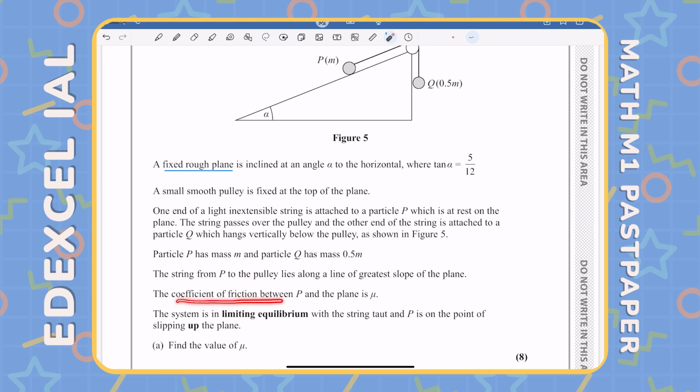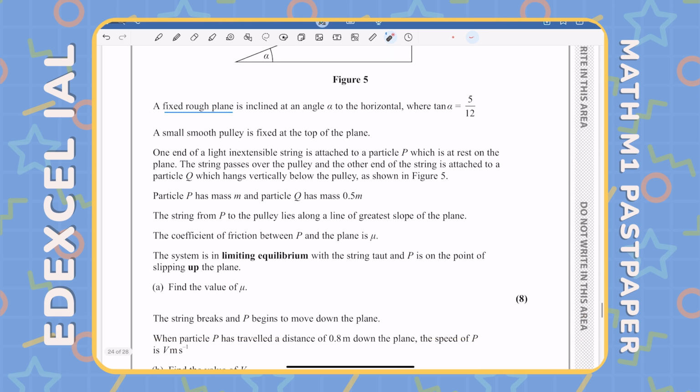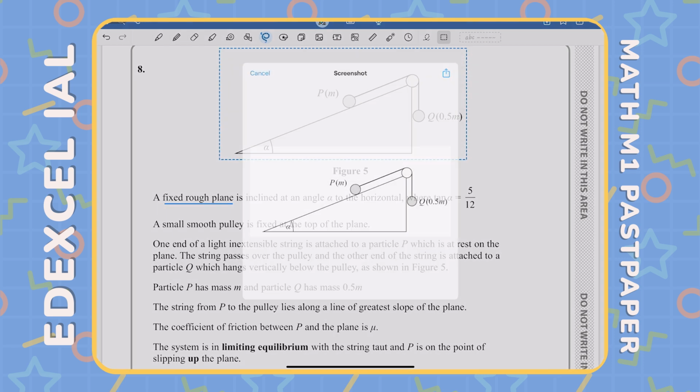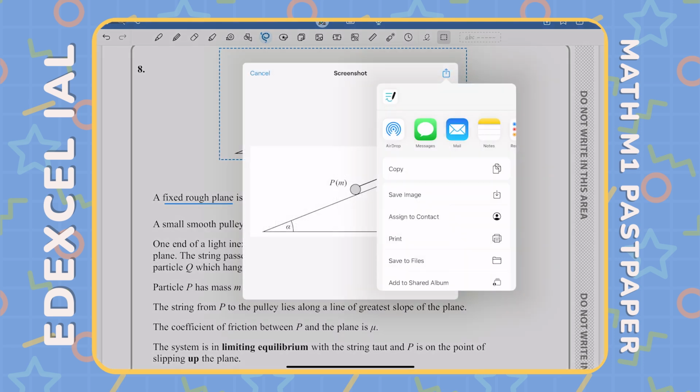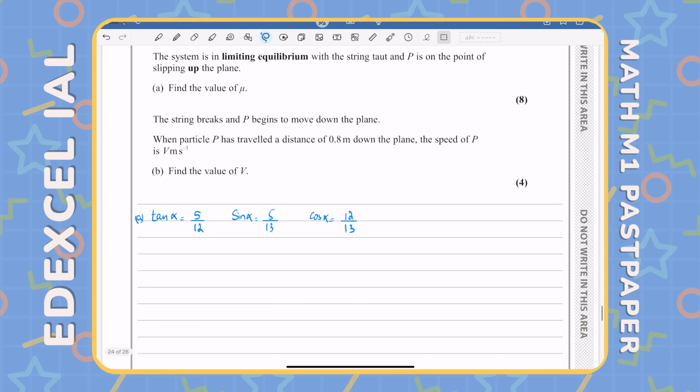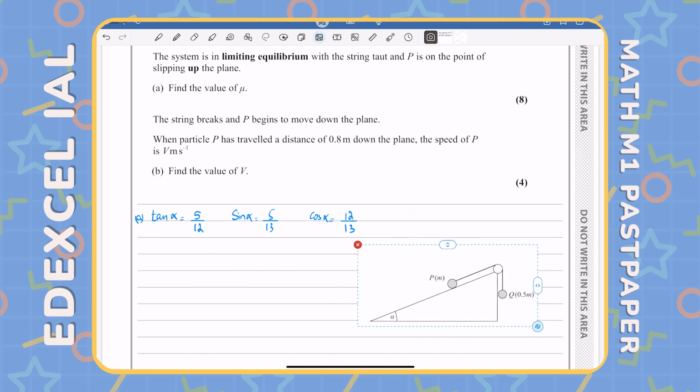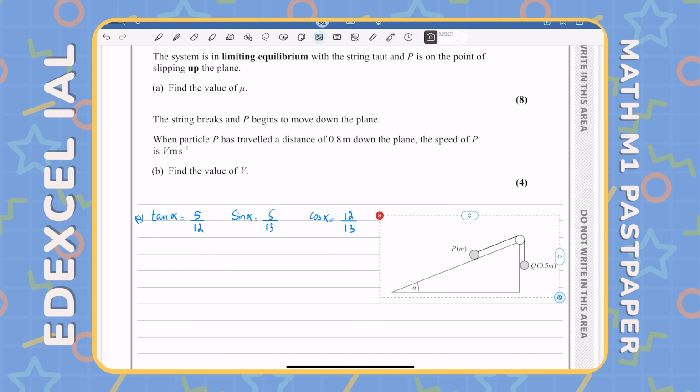The coefficient of friction between P and the plane is mu. The system is in limiting equilibrium and the string is taut and P is on the point of slipping up the plane. Okay, so that is some very important piece of information which will come in handy shortly. So first thing we're going to do obviously is copy this and paste it here. And we're supposed to find out the value of mu, and it's an 8-mark question. Okay, then that means there's definitely a decent amount of working that we have to do.